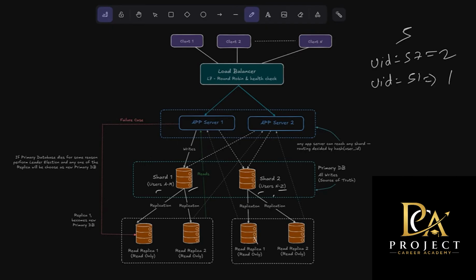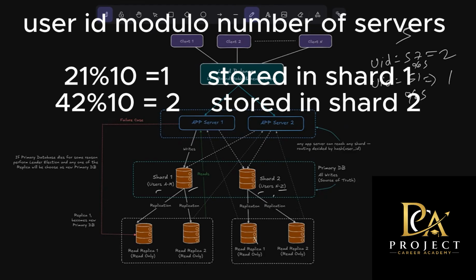Let's take an example. Let's say that we have a user ID of 21, and we have 10 shards. So 21, which is the user ID, modulus the number of shards, which is 10, will give us 1. So this 1 is the number of the shard where this data will be stored. So all the user IDs 21, 31, 41, 51 will be stored in shard 1. Similarly, all the user IDs 22, 32, 42 will be stored in shard 2.